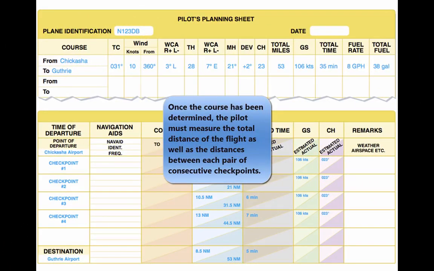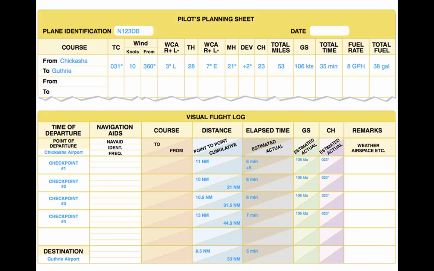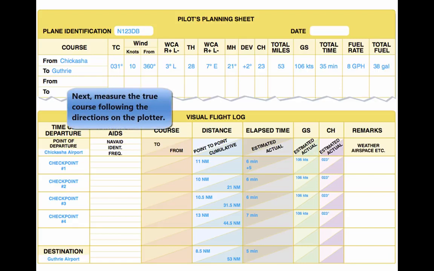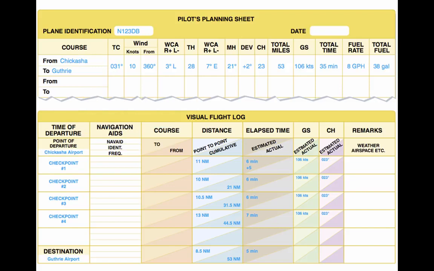Next, the pilot should measure the total distance of the course as well as the distance between checkpoints. The total distance is 53 nautical miles, and the distance between checkpoints is as noted on the flight log in this figure. After determining the distance, the true course should be measured. If using a plotter, follow the directions on the plotter. The true course is 031 degrees.